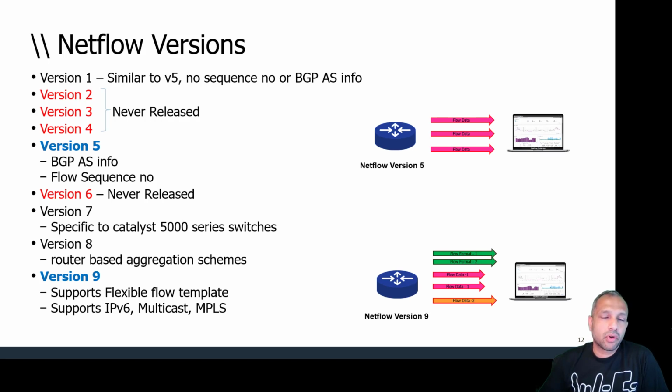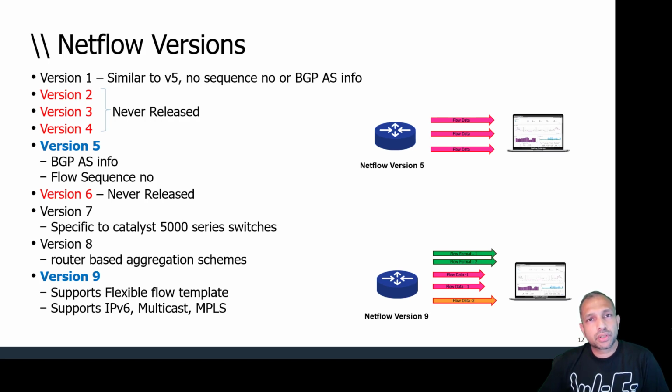Before exporting the flow records, you can define the flow template, what fields you are exporting. In that way, you have the flexibility to define a custom template and export that data. That's what version 9 introduced. Other than that, version 9 introduces support for multicast, IPv6, even MPLS. Those technologies are supported from an exporting data perspective. In that way, version 9 is the one you should use in today's network.